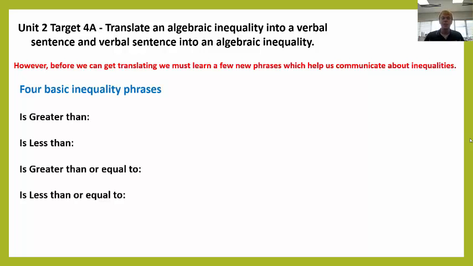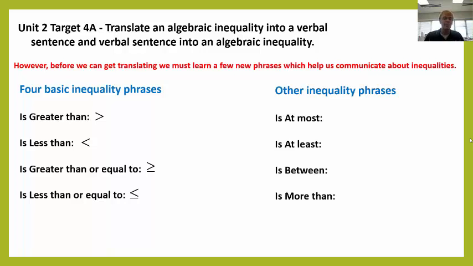Now, these first four phrases are the basic four phrases that we're probably already familiar with. Is greater than, is less than, is greater than or equal to, is less than or equal to. And we should be pretty familiar with those symbols by now. But here are a few more that we might not be as familiar with. Is at most, is at least, is between, is more than, right?